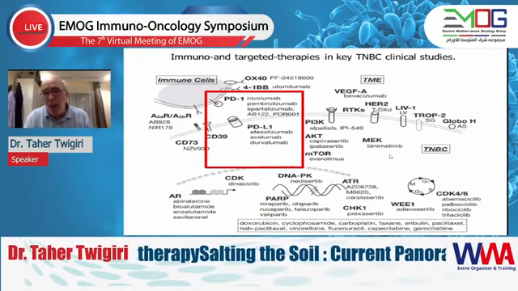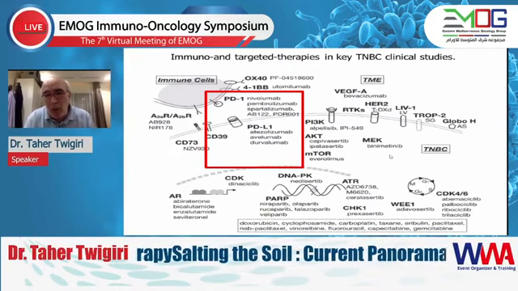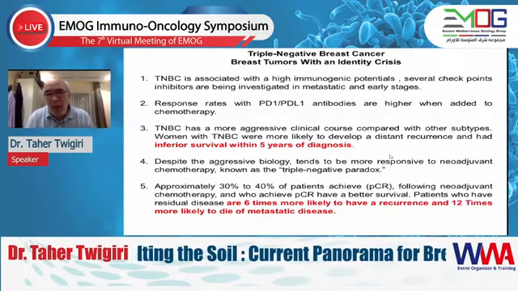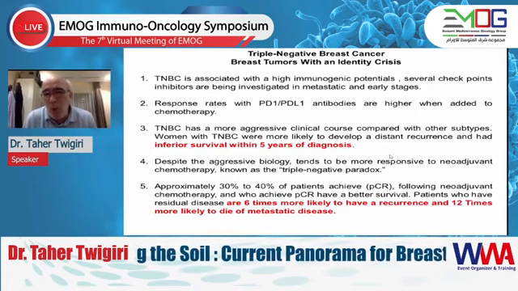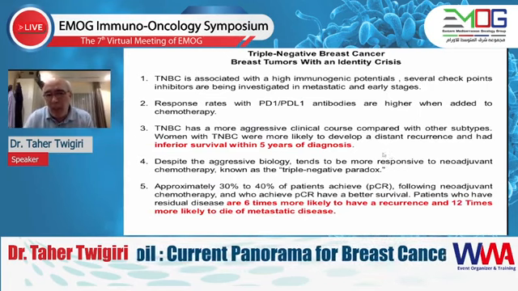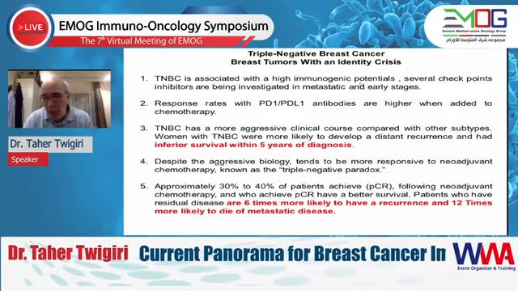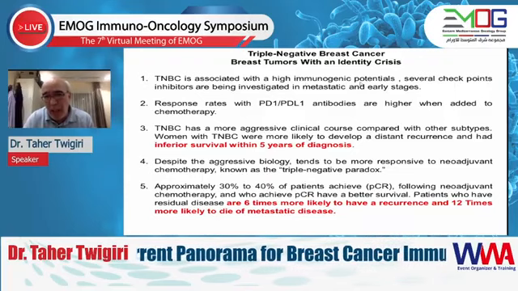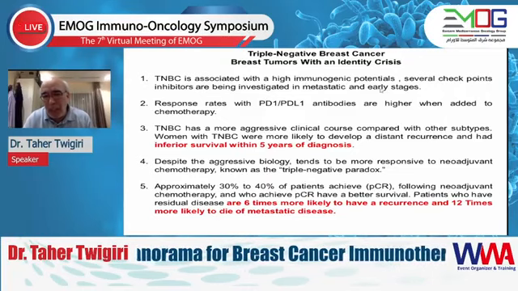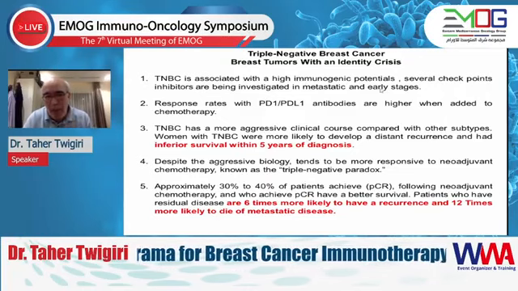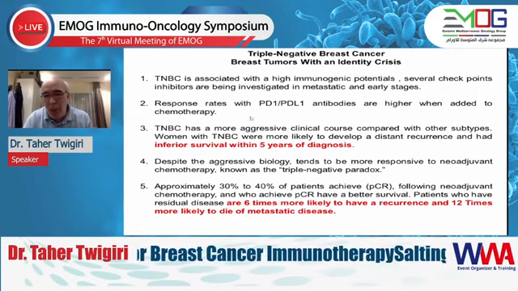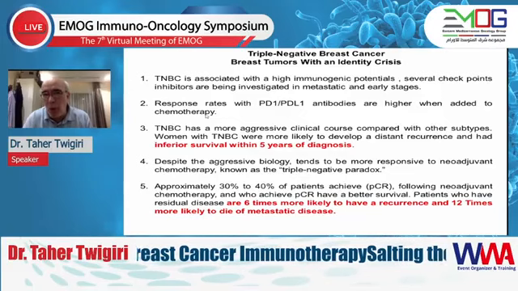Pembro and Atezo are the ones that we are going to talk about. This is the one that we have. Now, the triple negative breast tumor with an identity crisis, indeed. Triple negative is characterized by high immunogenic potential, as we mentioned in the previous slide. Checkpoint inhibitors have been investigated in metastatic and early disease, and I'm going to talk about this. The response rates to these antibodies are higher when we add chemotherapy. I will show you that.